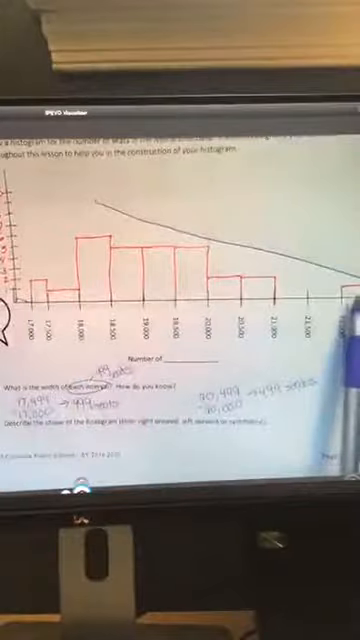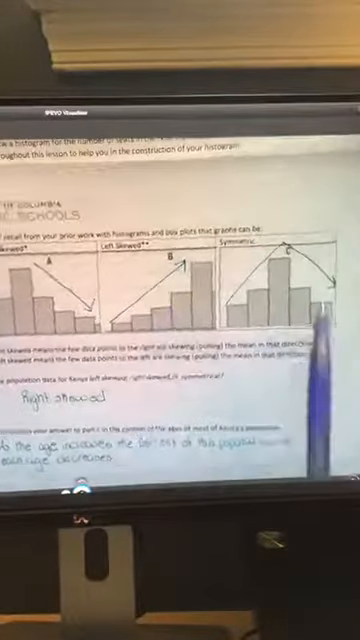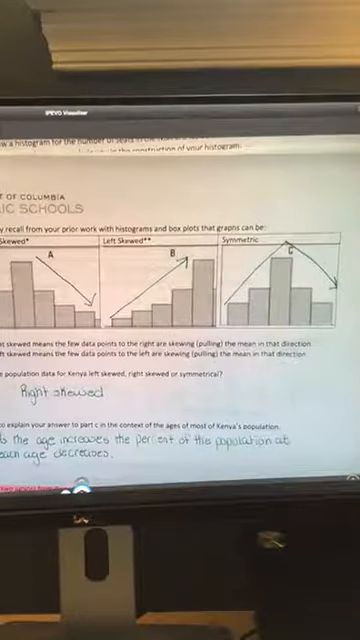Right skewed, left skewed, or symmetric? Start high, go low. Right, left, or symmetric? Drop it in the comments.